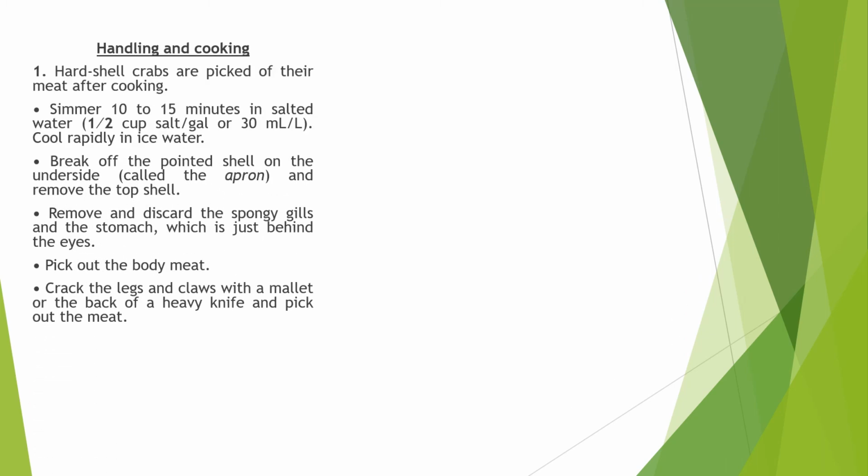Okay, so how are you going to be handling and cooking them? The hard shell crabs are picked of their meat after cooking. The procedure: simmer 10 to 15 minutes in salt water and then quickly cool in ice water. Break off the pointed shell on their sides. Remove the top shell. Remove and discard the spiny gills and the stomach. Pick out the body meat. Crack the legs and the claws with a mallet or the back of a heavy knife to pick out the meat.